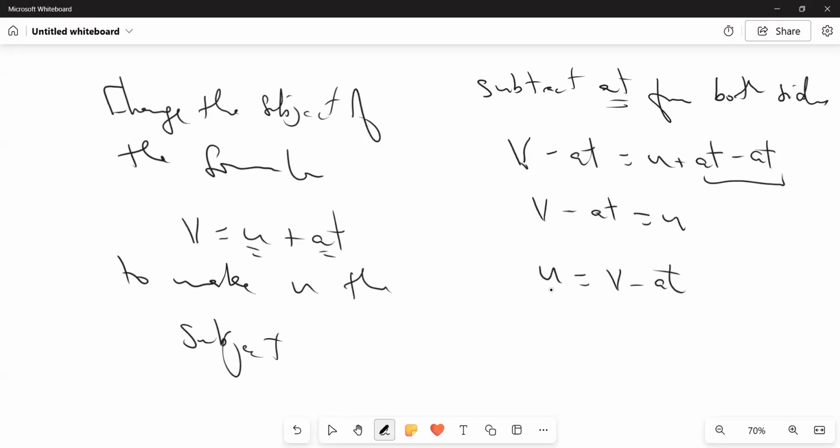When we talk about the subject, it means that's what is on one side of the equal sign and everything else is on the other side. Of course, you can do the shortcut. You could just take AT over and change the sign, and say V minus AT equals U. You could do that too. That's no problem. Do you follow this one? Yes, sir.